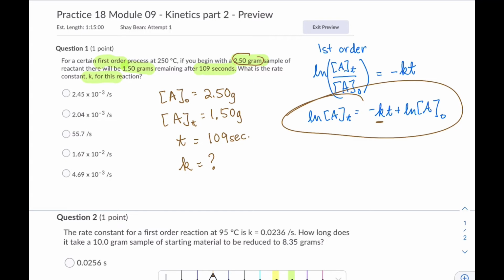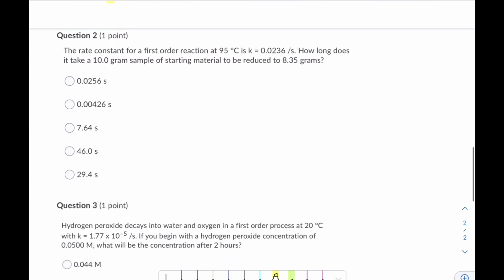The only thing you really have to be careful about on these as far as units, you don't have to keep your units along as you do it, but you do have to make sure that the units on your time match the units that are expressed in your rate constant. If they're not, change your time to match the units in the rate constant. So plug and chug.